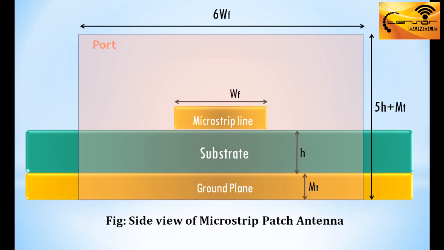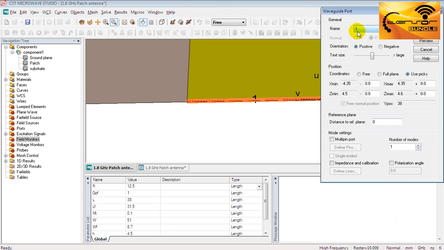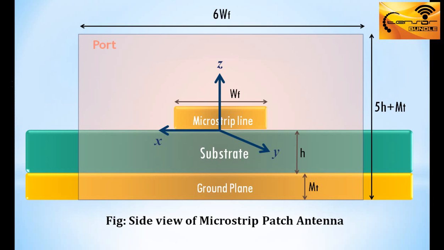Now let's come back to that figure and notice the orientation of the axis. The y-axis is normal to the port. Therefore, the y-axis is already selected as a normal axis of the port. Again, I would want you to look at the figure. The width of the port is along x-axis and the length is along z-axis. Therefore, half of the width is along negative x-axis and the other half is along positive x-axis.